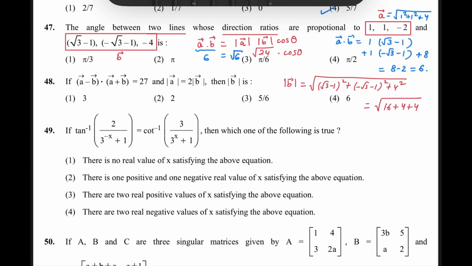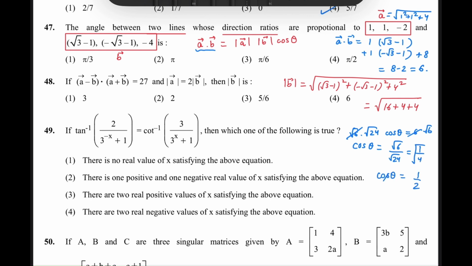Okay. So cos theta equals, so this cancels out, square root of 6 by square root of 24. What is that? It is 1 by 4 with the square root, which is 1 by 2. So cos theta is 1 by 2. When is cos theta half? At 60 degrees, which is pi by 3. So option 1 is the correct answer for this question, right?